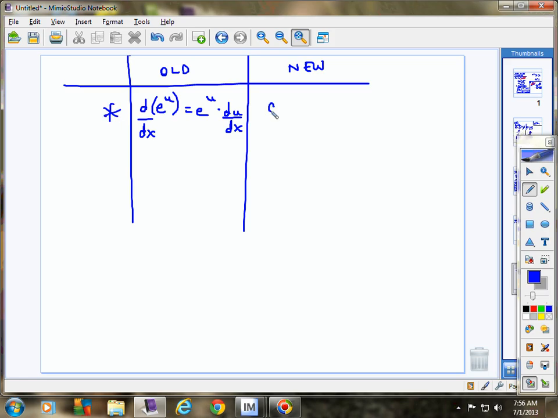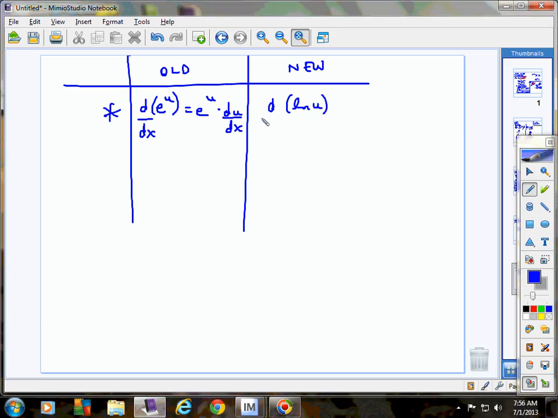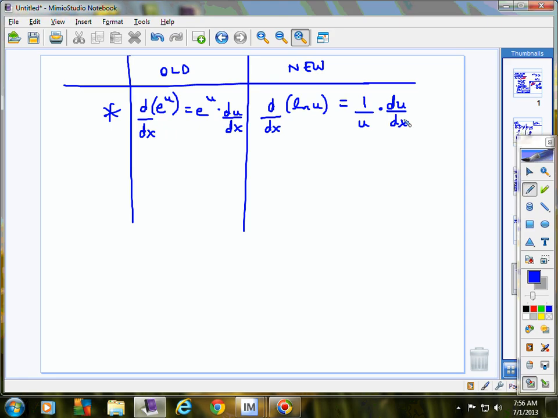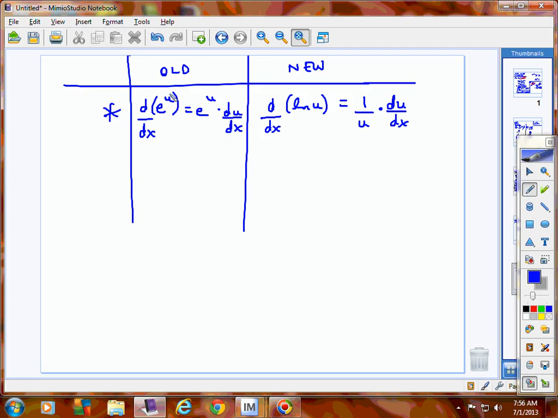New problem. The derivative of ln of u with respect to x. It's a log problem. It's an ln problem. So how does it start out? Good. 1 over u times du dx, right? 1 over the thing times the derivative of the inside. So the du dx is the same for both formulas, isn't it? That represents the derivative of the inside. That represents the derivative of the inside. So that one's very important. So you need to learn those two.